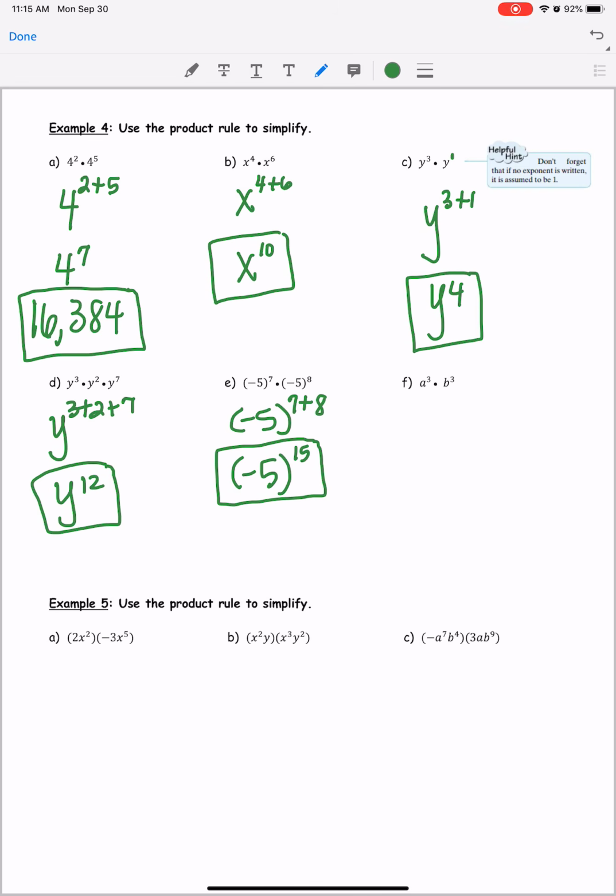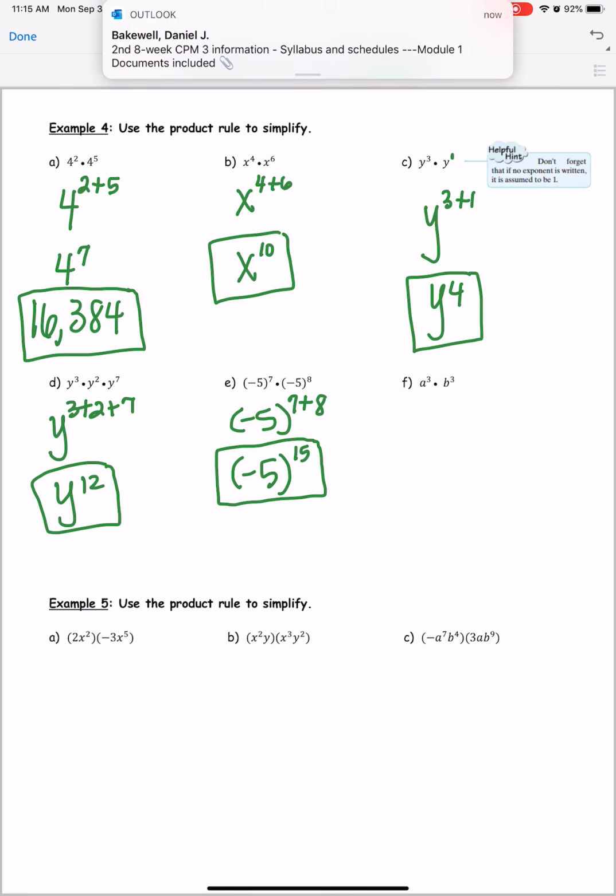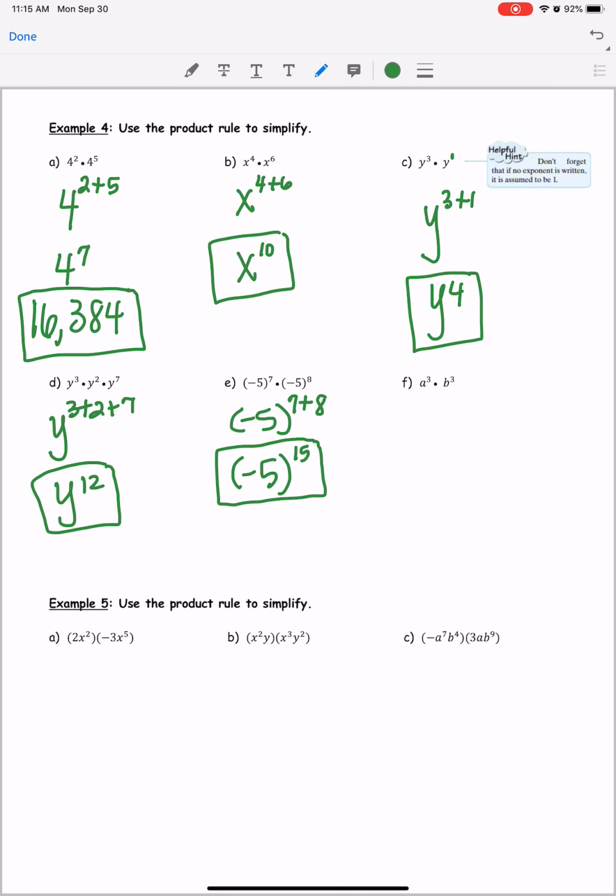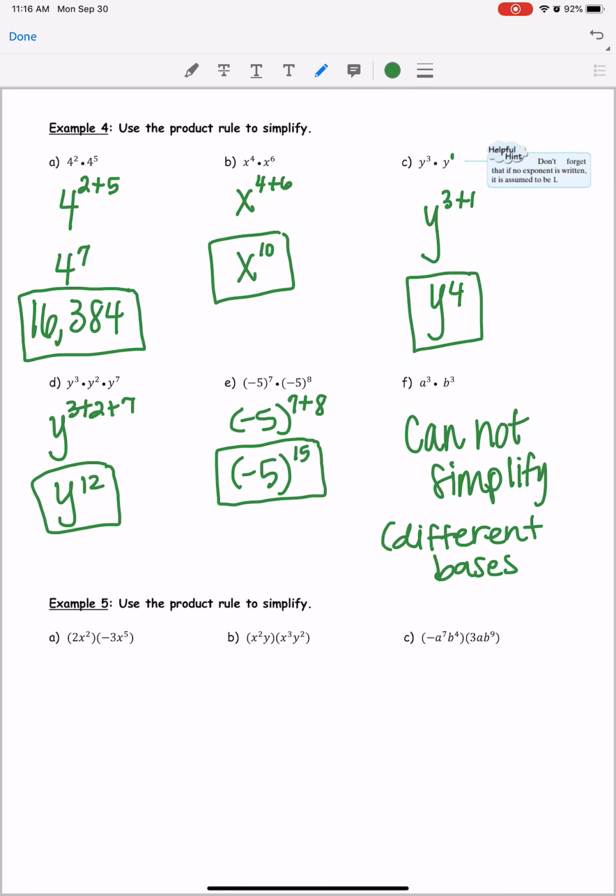But on F, we cannot simplify. Why can't we simplify on this one? Hopefully you said because we have different bases. You have an A base and a B base, so you cannot do 3 plus 3. Those bases have to be the same.